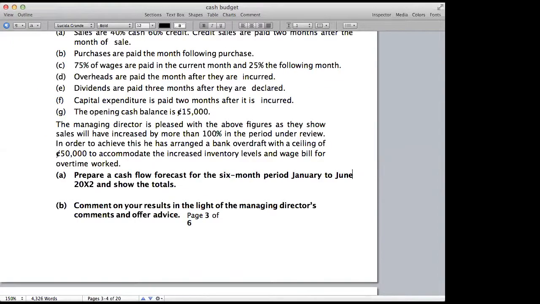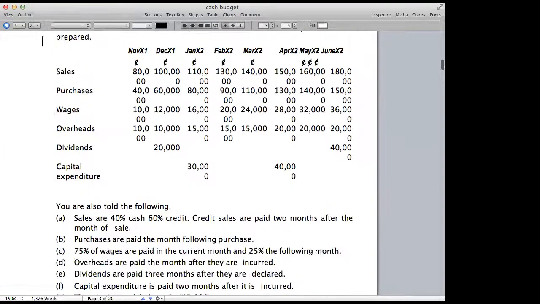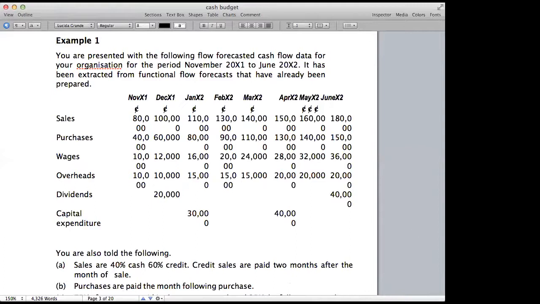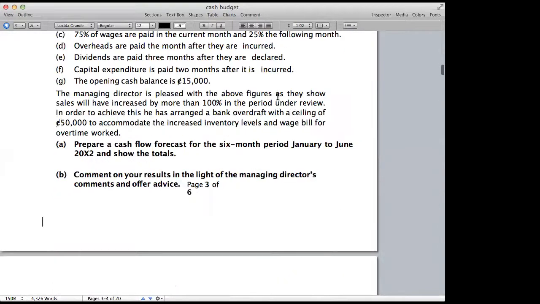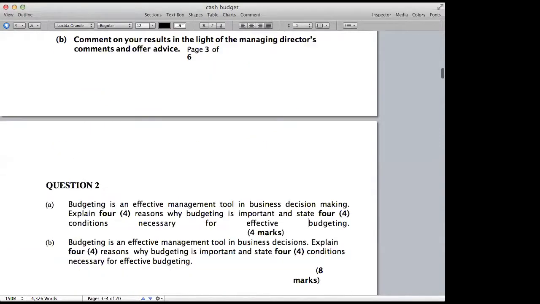Oh yes, a very short one. It's not difficult, please, it's not difficult at all. It's on the functional budget, because sometimes before you can prepare a good cash budget, you have to go to the functional budget first. Yeah, so that is it.